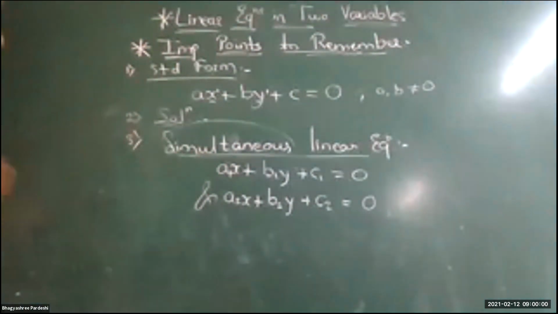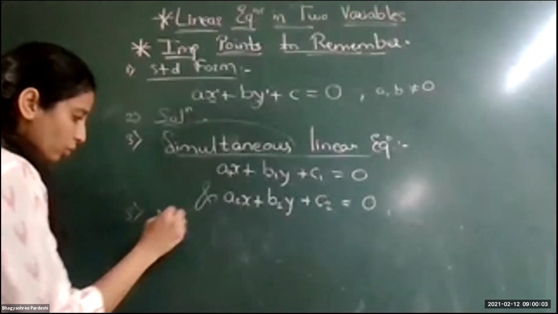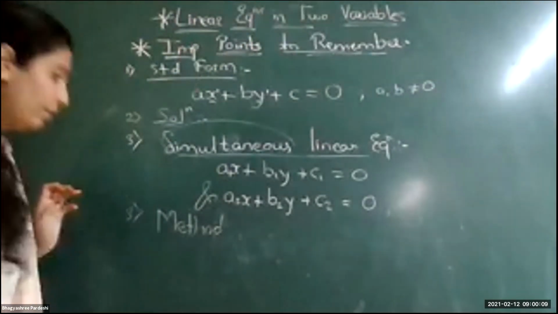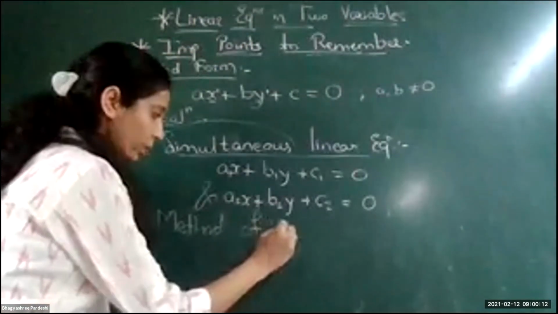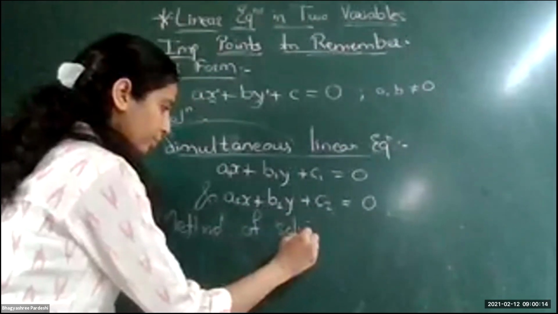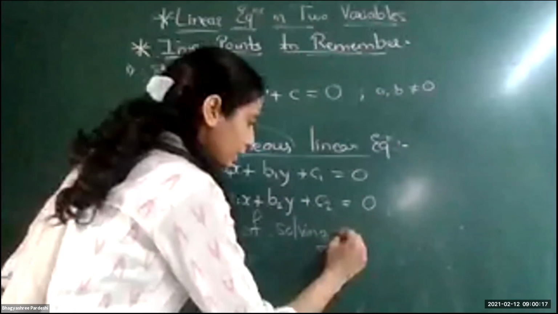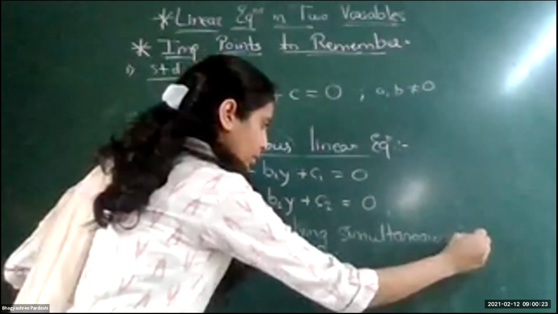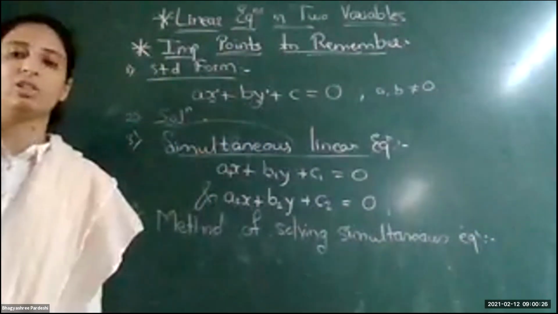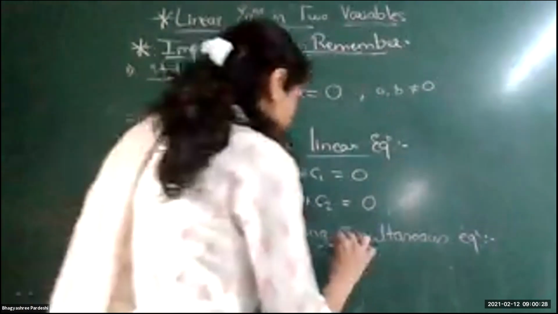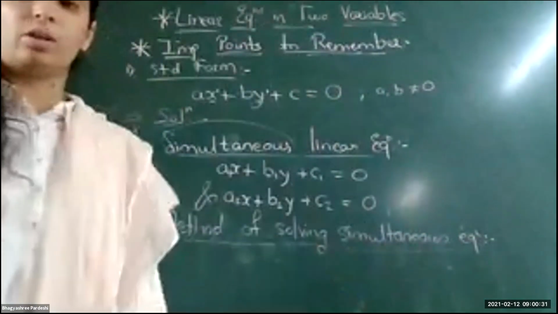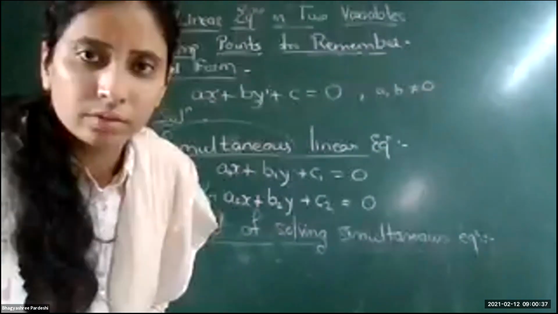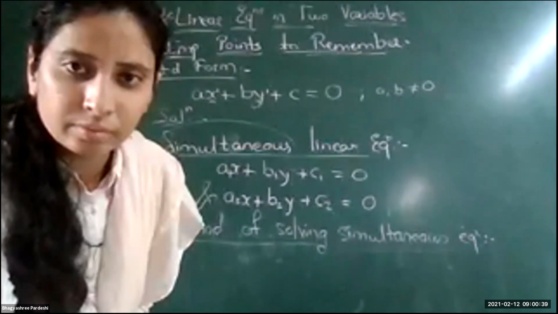So this is the important thing: the standard form, the simultaneous equations, and next, the methods of solving. Do we see methods of solving a single linear equation? Definitely not. We will see the methods of solving simultaneous equations. How many methods are there? Does anyone remember? All this is the revision part. Can anyone tell me what the methods are? Yes, anyone?